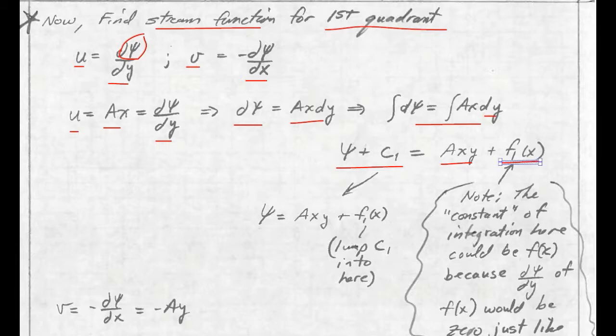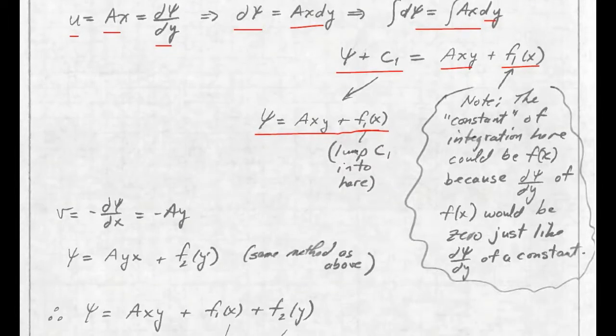So if we took the derivative with respect to y of f of x, we would get a 0, just as if it was a constant. So generally speaking, it could be f of x. So psi is equal to axy plus f1 of x.